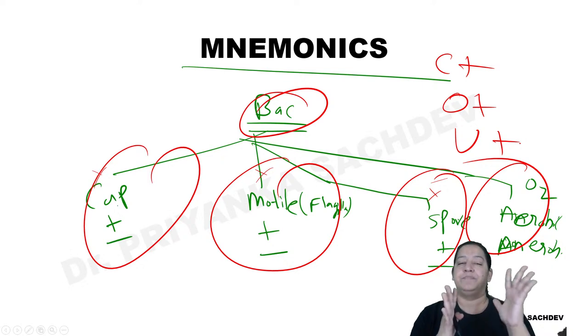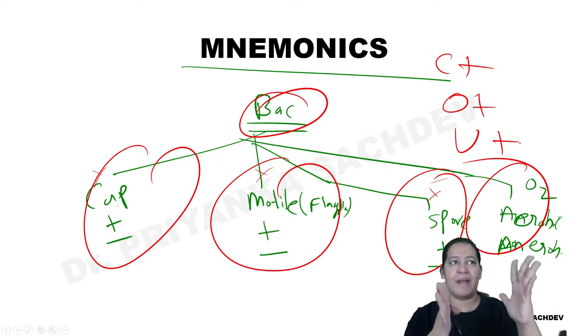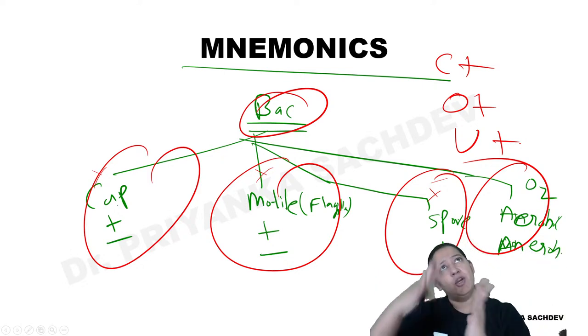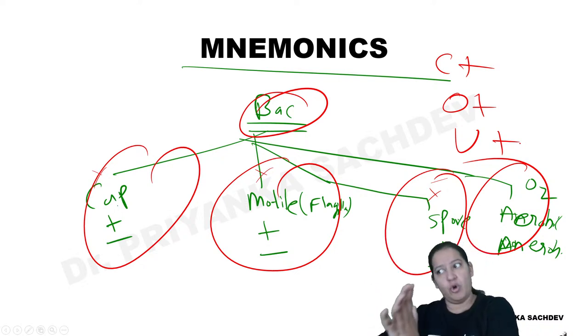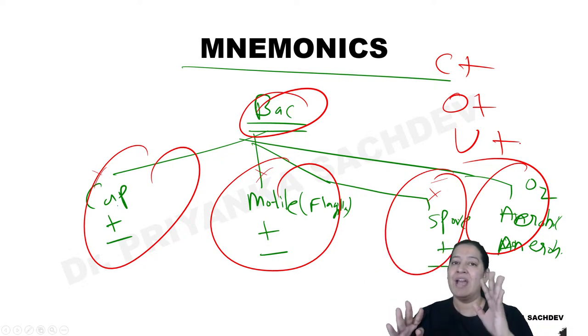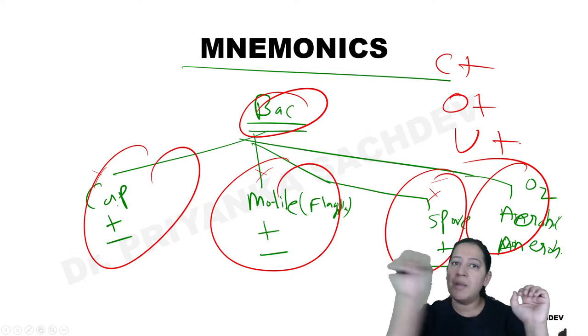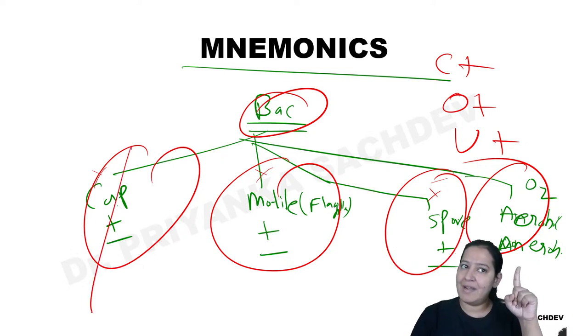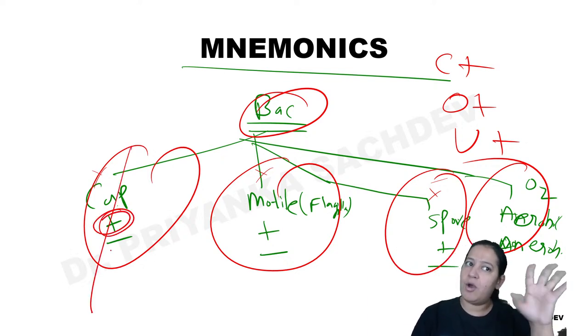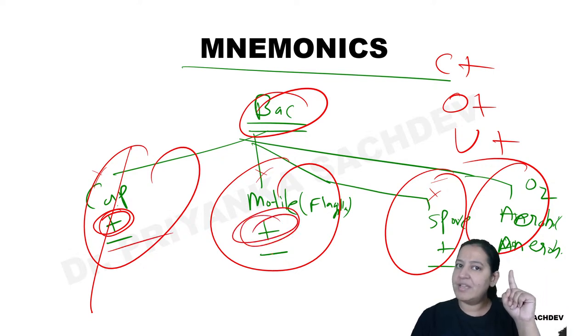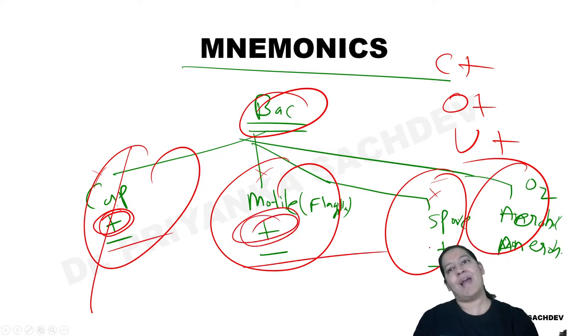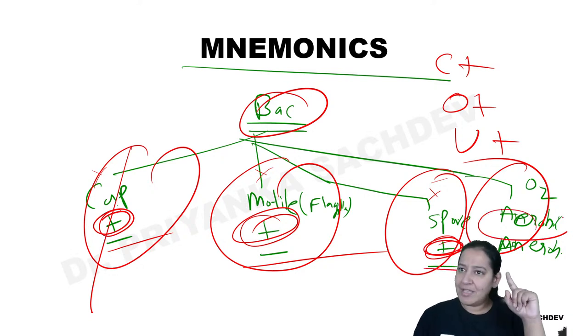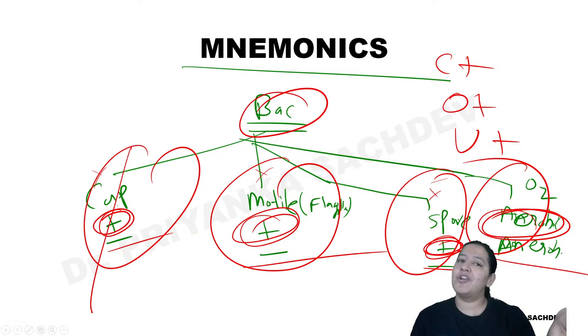You cannot learn bacteria individually, ki ye bacteria oxidase positive hai, urease negative hai, ye urease positive hai, oxidase negative hai. You cannot learn that way. That will be very difficult for you. Learn mnemonics. So what are capsulated? Capsulated ka mnemonic de dungi, remaining all are non-capsulated. Motile ka mnemonic de dungi, remaining all are non-motile. Spore forming ka mnemonic de dungi, remaining all are non-spore forming. Aerobic ka de dungi, strict aerobes, remaining all are anaerobes, right?